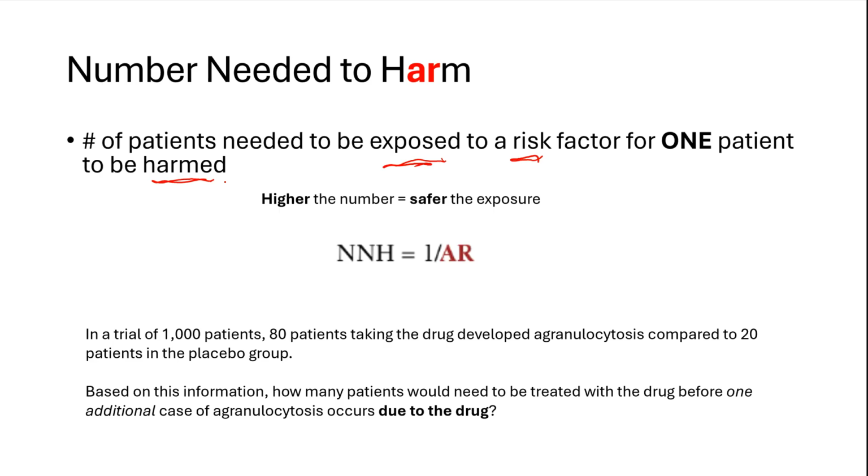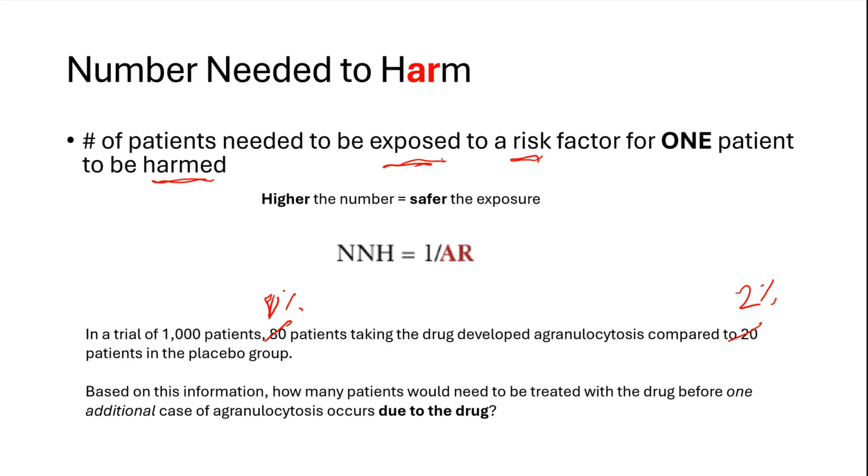So let's quickly put this together. I usually like to convert everything to percentages, but that's just me. You do not have to. But if I see 80 patients out of 1,000, that tells me it's 8%. If I see 20 patients out of 1,000, that tells me this is 2%, right? 20 divided by 1,000 is 2%.